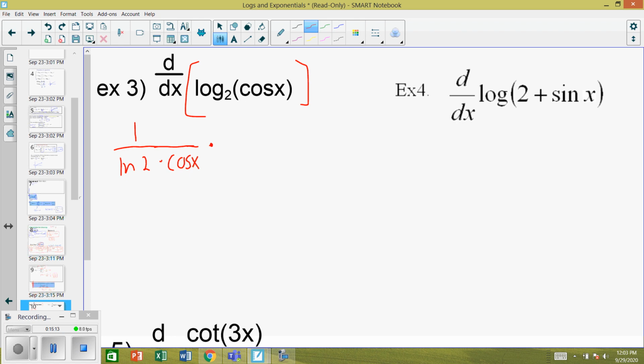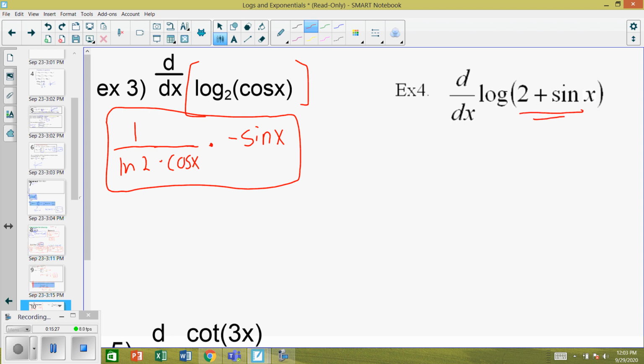Now, the derivative of cosine is negative sine of x. So you can leave it that way. And if you want to stick with just how the formula is saying, that's fine. Like, for instance, log of 2 plus sine of x. It doesn't tell you what the base is. Do we remember what the base is? This is a common log. So if it doesn't tell you the base, it's assumed to be 10.